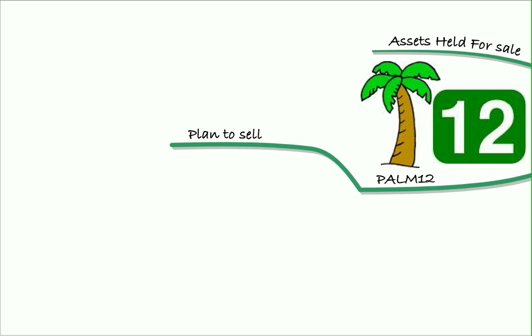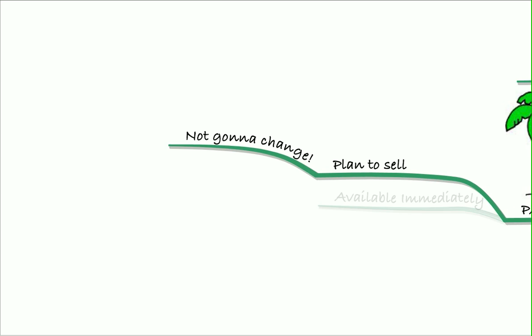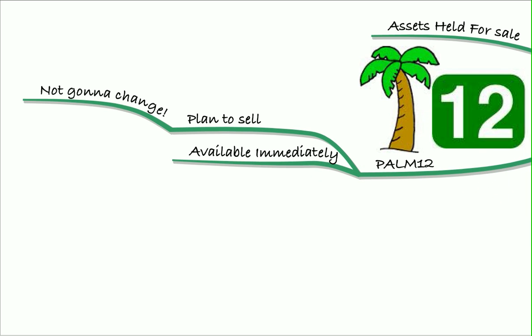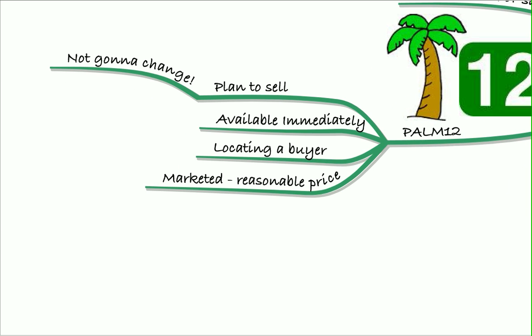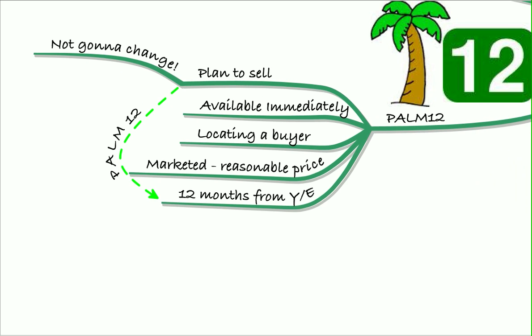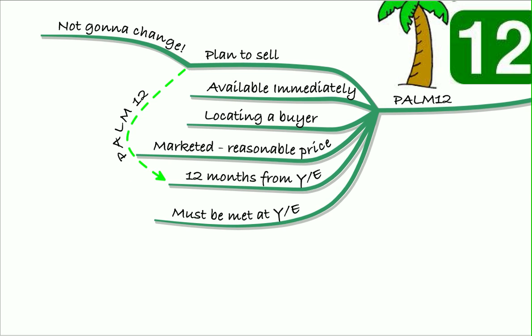There needs to be a plan to sell them that's not going to change. They need to be available immediately. They need to be actively locating a buyer. It needs to be marketed at a reasonable price. And it needs to be expected to be sold within 12 months of the year end. That's the PAM 12 criteria. All of those criteria must be met at the statement of financial position date.